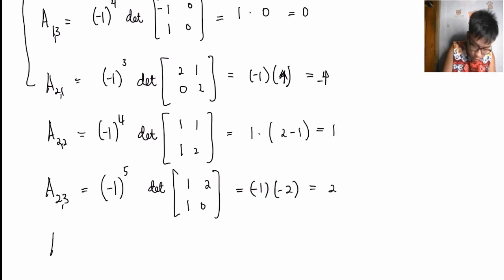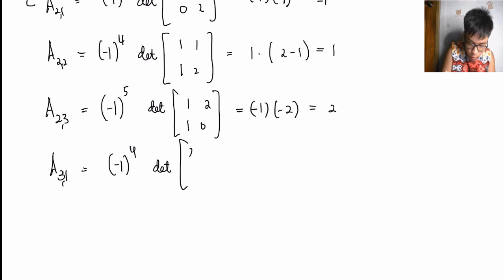A31. That's (-1) to the 4, so you have the determinant of 2 1 0 1. So this is equal to 2.